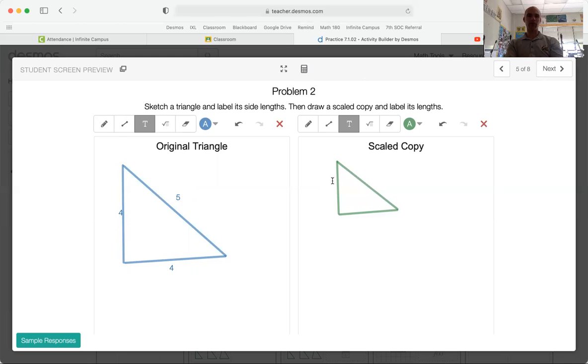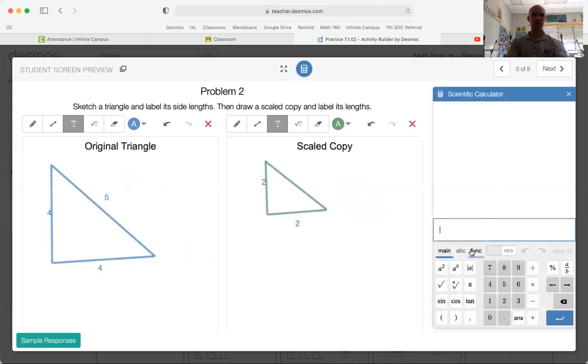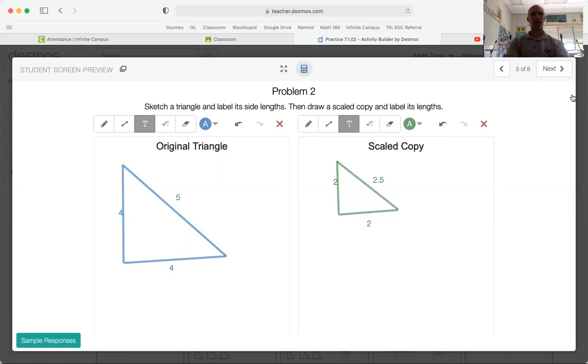So the 4s are easy. Half of 4 is 2. Half of 4 is 2. 5 is a little bit harder, but if you can't do that, we always got our calculator button up here. 5 divided by 2 equals 2.5. So I'm going to put a 2.5 there. And there's my original triangle and my scaled copy made with a scale factor of 1/2.